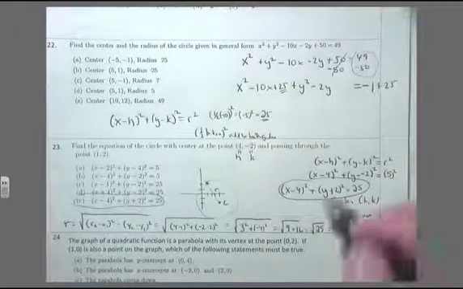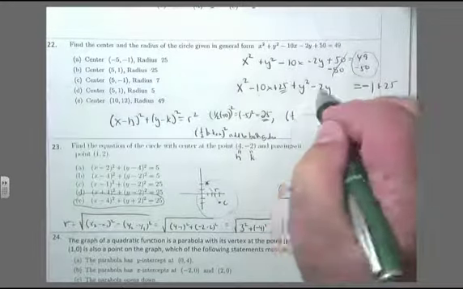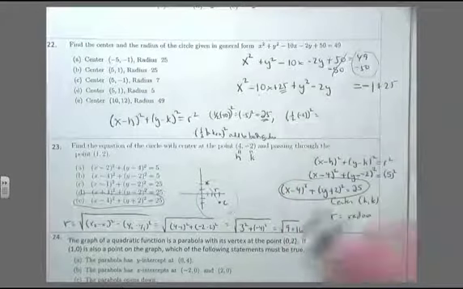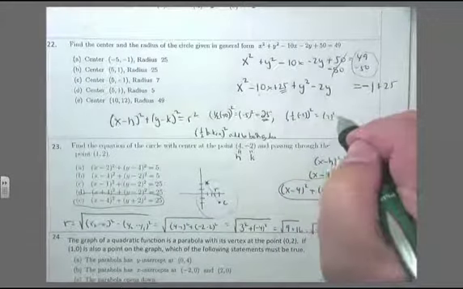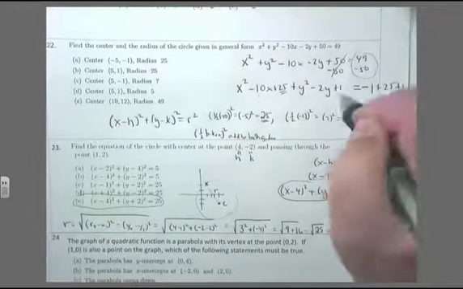Now I got to complete the square on the y terms. My b term is negative 2. Half of negative 2 squared. Half of negative 2 is negative 1. Squared is 1. I'm going to add 1 to both sides.